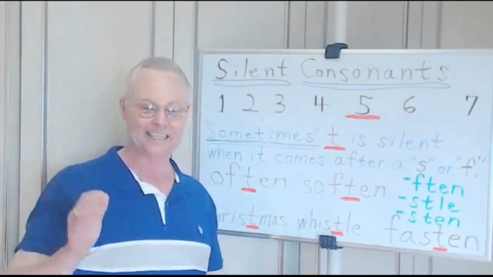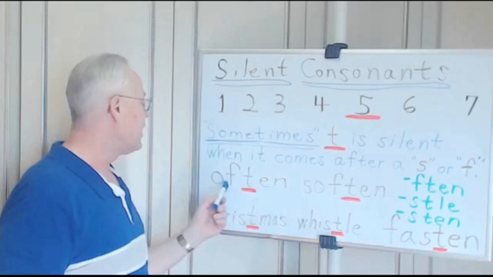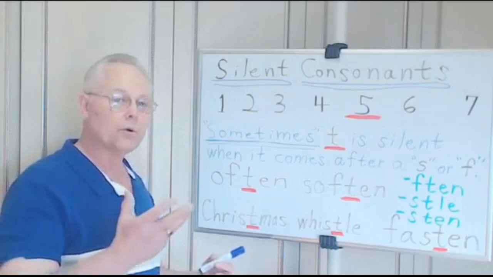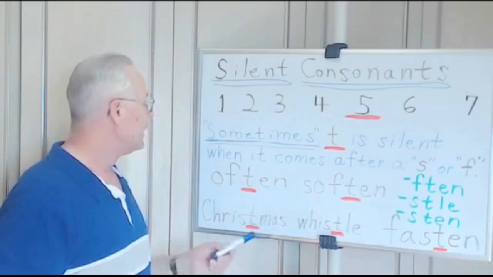Here we have often, the word often. This word is frequently mispronounced. Many people will say often, often, often. And generally, we consider it to be pronounced correctly with a silent T, as often. So off, F, N, often. Really, this one can go either way.